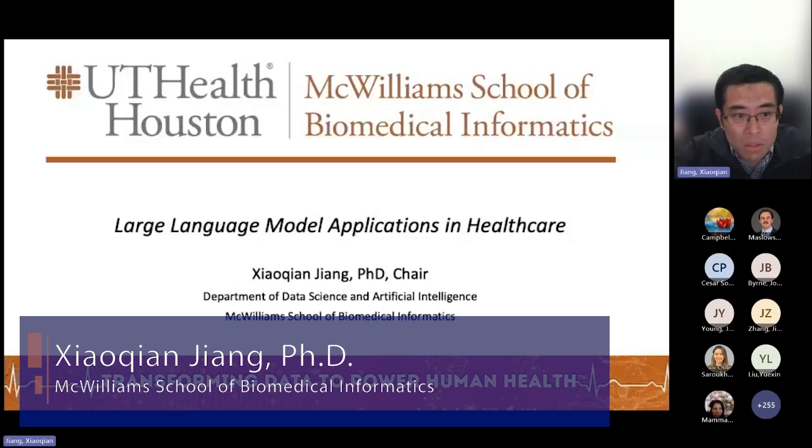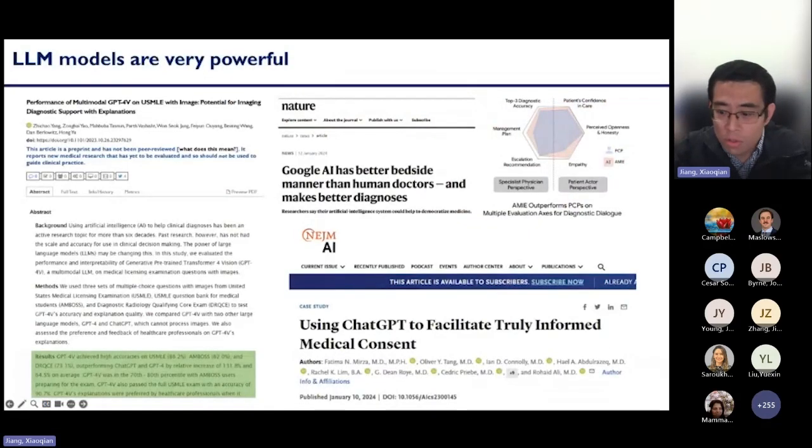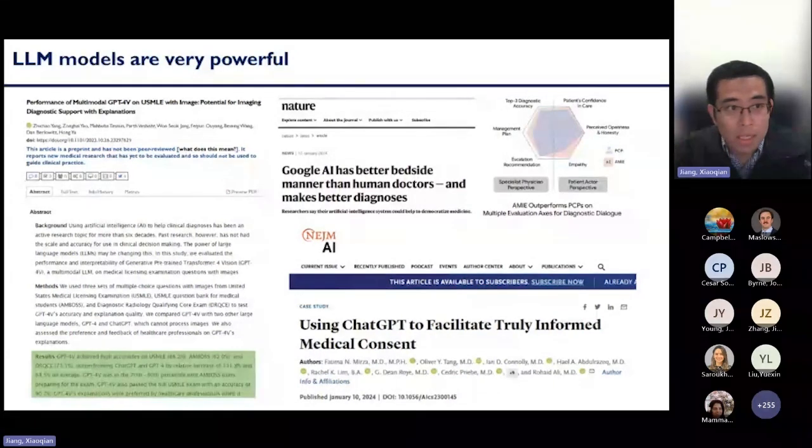I'm going to introduce large language model applications in healthcare. Within this 15 minutes, I would like to first do an overview and introduce some of the applications.